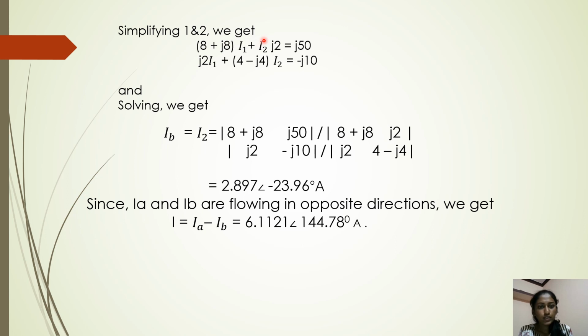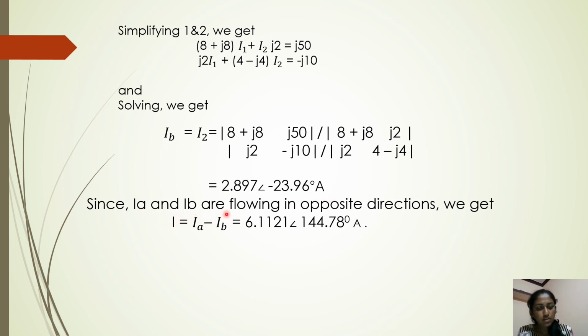Simplifying equations 1 and 2, we get (8 plus J8) into I1 plus I2 into J2 equal to J50, and J2 I1 plus (4 minus J4) into I2 equal to J10. And by solving the two equations, we get IB, which is I2, equal to the determinant ratio with (8 plus J8), J50, J2, J10 over (8 plus J8), J2, J2, (4 minus J4). By that we get IB equal to 2.897 angle minus 23.96 degree ampere.